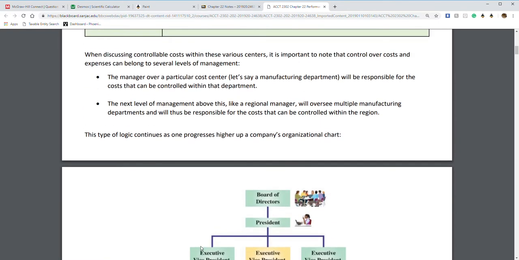So, when we discuss these controllable costs within these various centers, it is to note who controls.